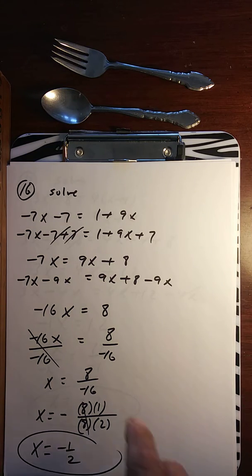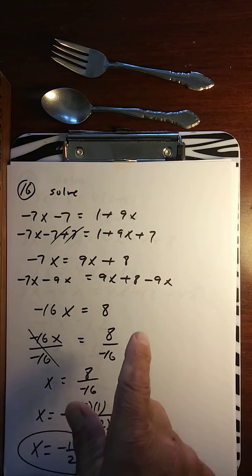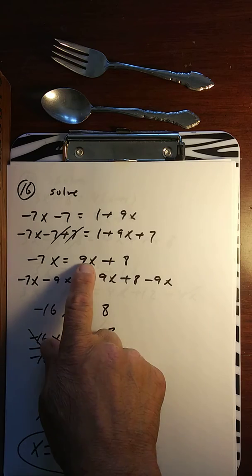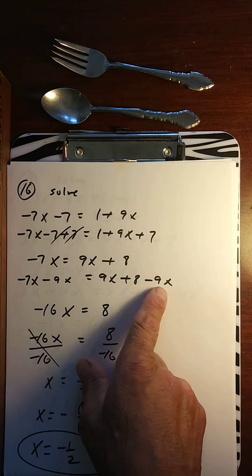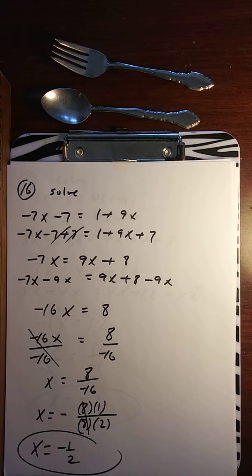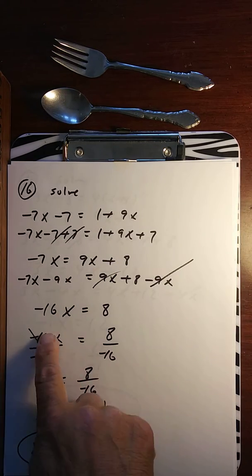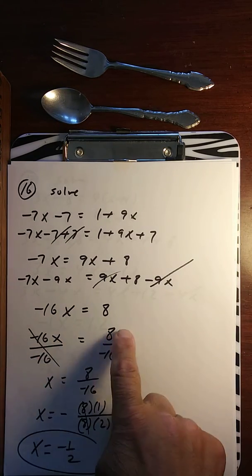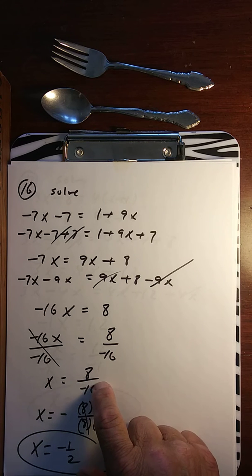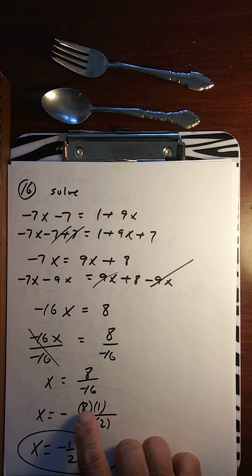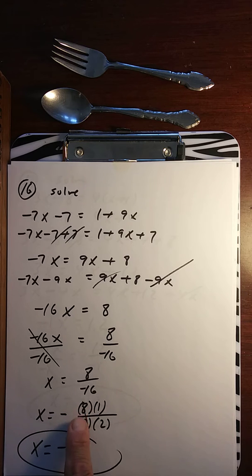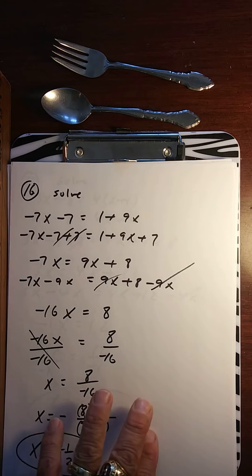Solve this. So add 7 to both sides. So then you have negative 7x equals 9x plus 8. And then minus 9x minus 9x. And yes, these are going to cancel. They're gone. So now we have negative 16x equals 8. Divided by negative 16, divided by negative 16. But 8 over negative 16 can be written as 8 times 1, 8 times 2. The 8's cancel. So what's going to be left over is negative 1/2.